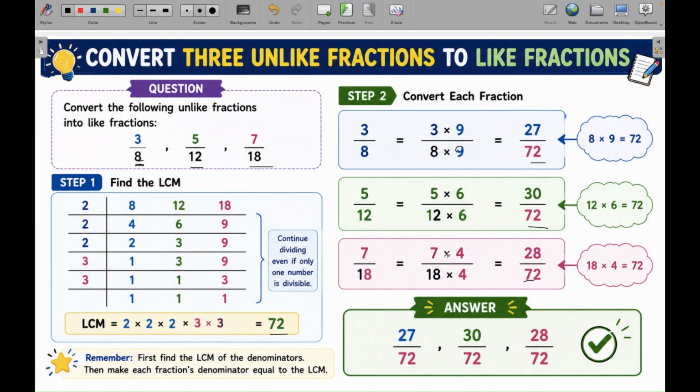So I should also multiply 7 with 4, because if I'm multiplying the denominator, I should also multiply the numerator. Otherwise, the value of the fraction will change. Right. So we have converted these three unlike fractions to like fractions.